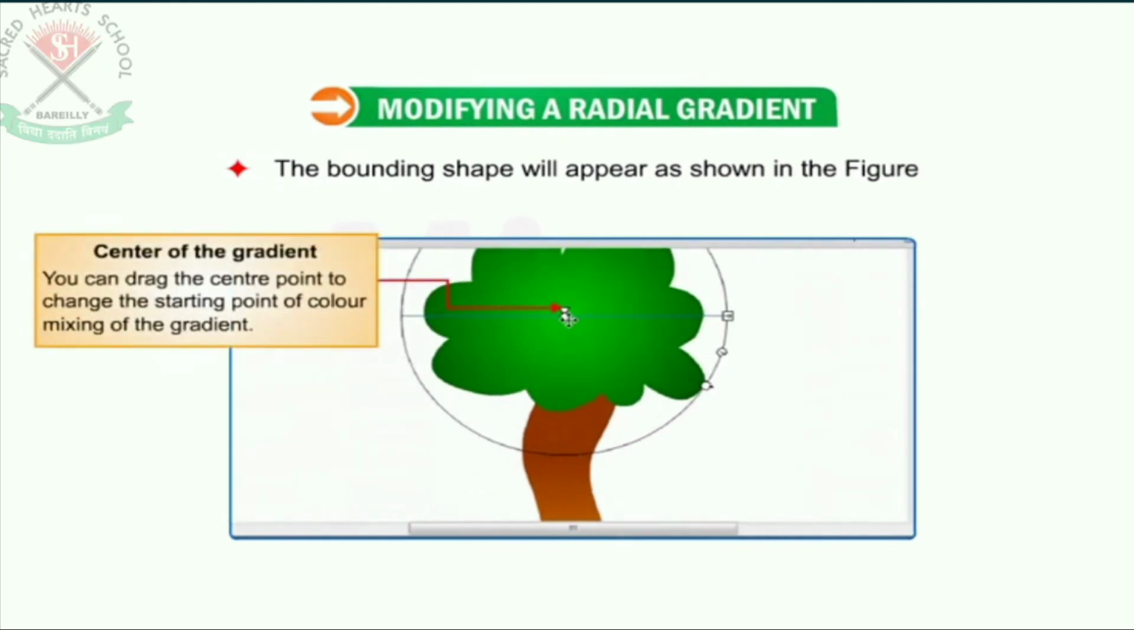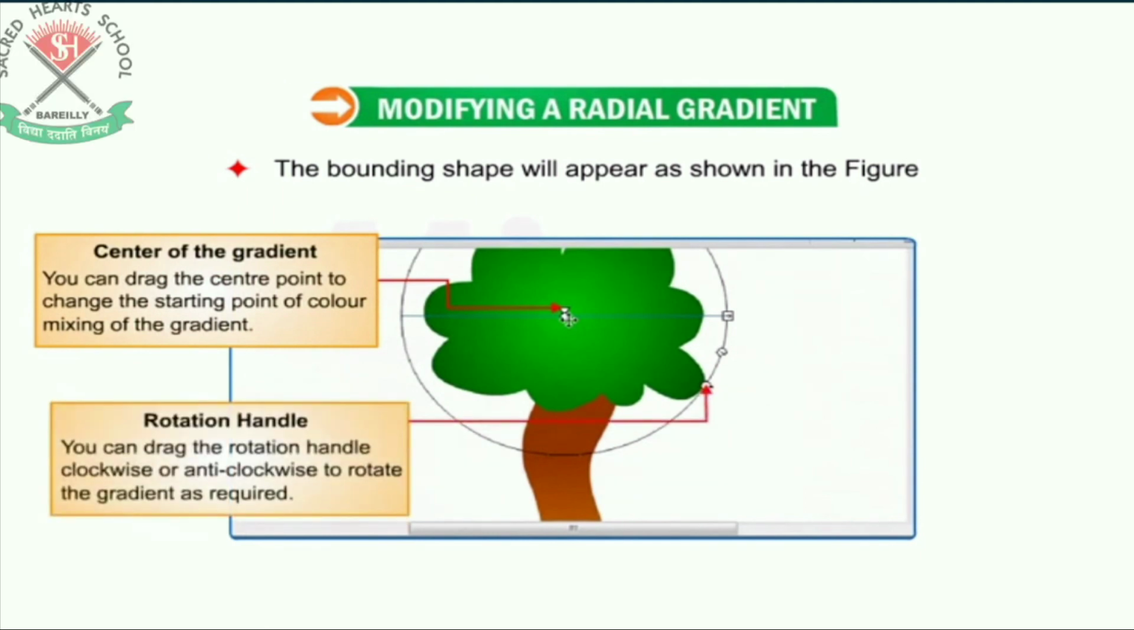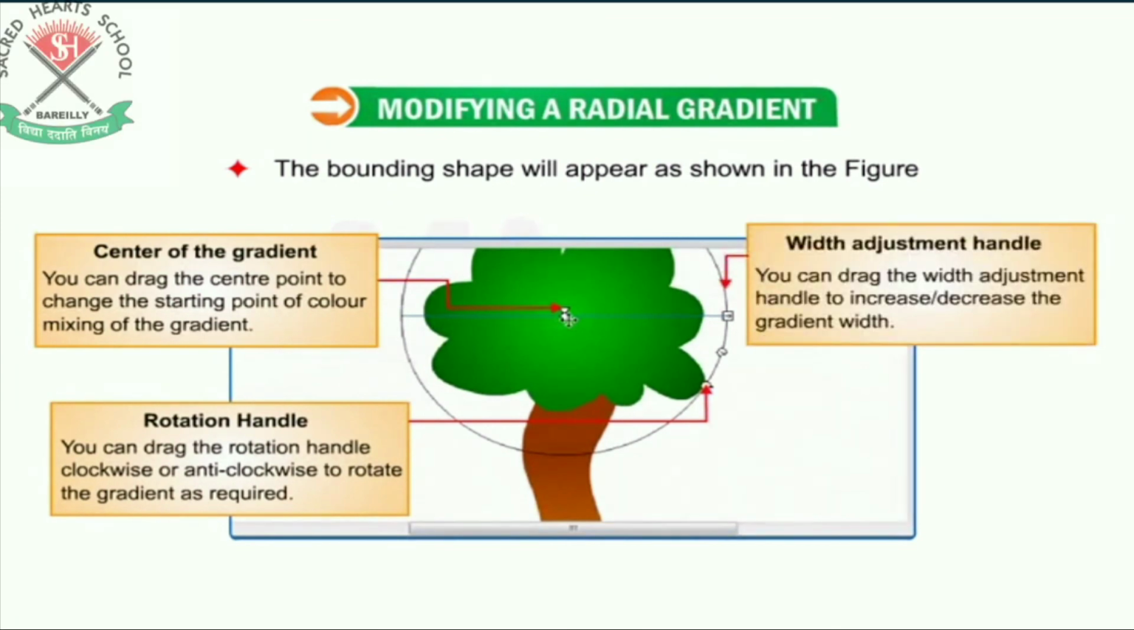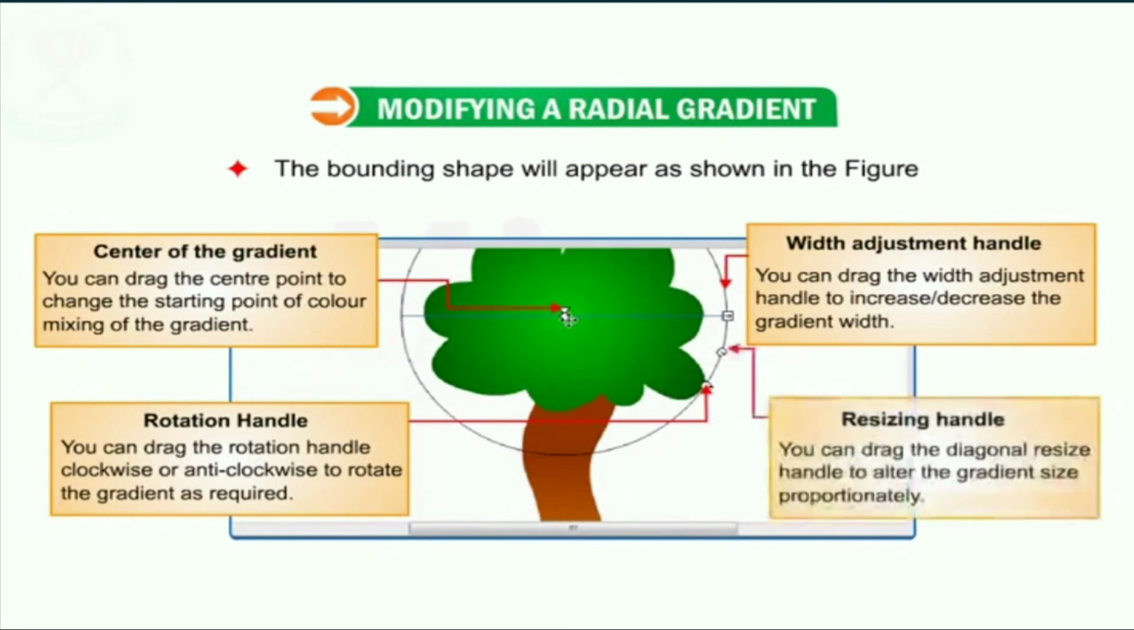Okay, now you can see the center of the gradient. ठीक है, you can drag the center point to change the starting point of the color mixer of the gradient and then you can drag the rotation handle clockwise or anti-clockwise to rotate the gradient as required. You can drag the width adjustment handle to increase or decrease the gradient width and you can drag the diagonal resize handle to alter the gradient size proportionally. Okay, so this way we can modify the radial gradient.